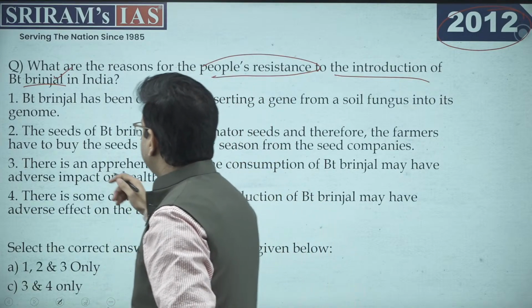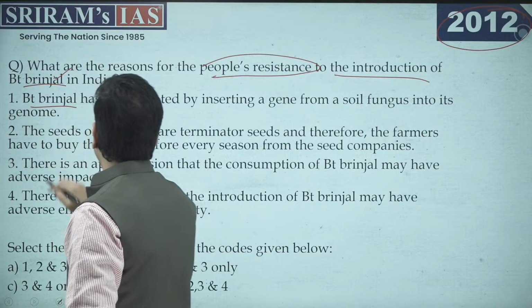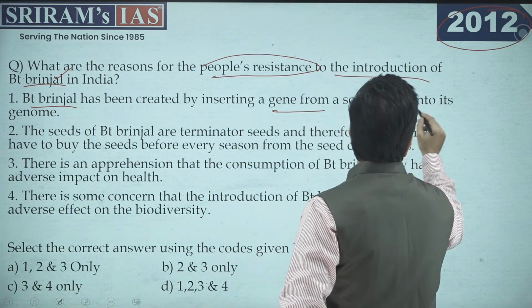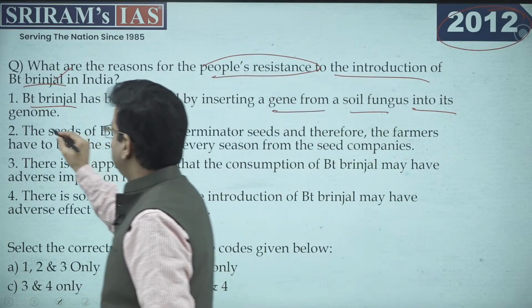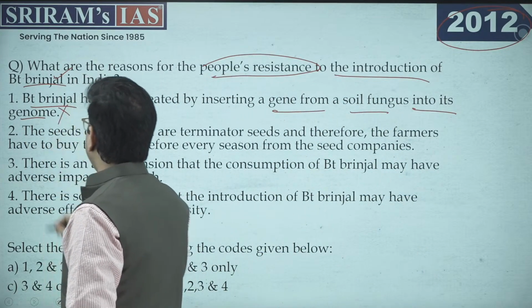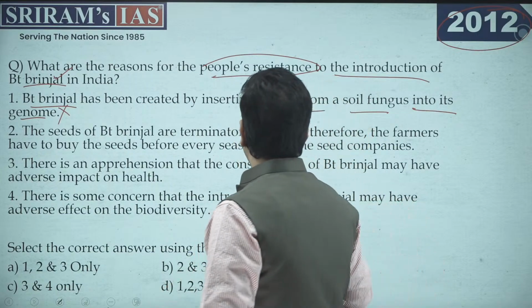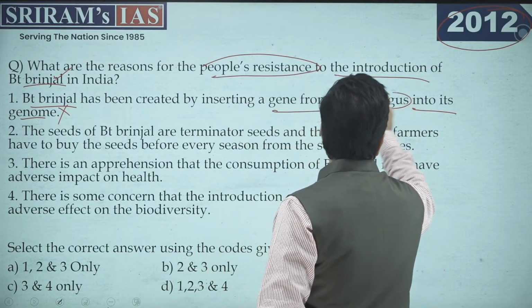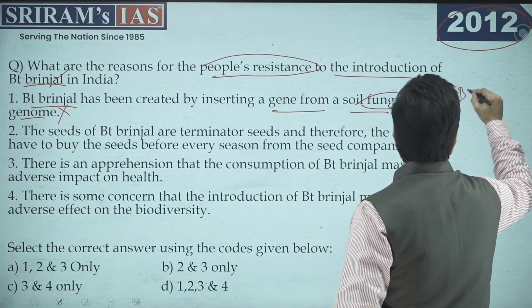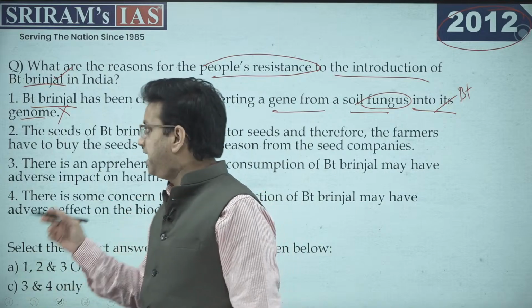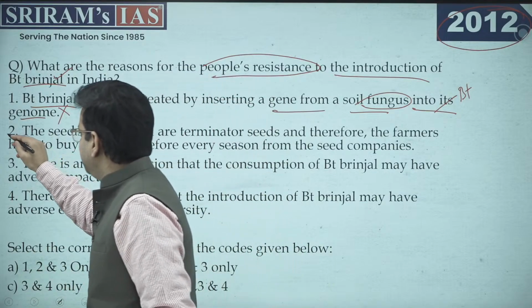So in this particular statement, it is given that Bt brinjal has been created by insertion of a gene from soil fungus in its genome. Now see, this is incorrect. If you look at the statement per se, the basic statement is incorrect because it is not from the soil fungus, it is actually the Bt, that is Bacillus thuringiensis. This is a bacteria which actually helps it. So this statement is incorrect.